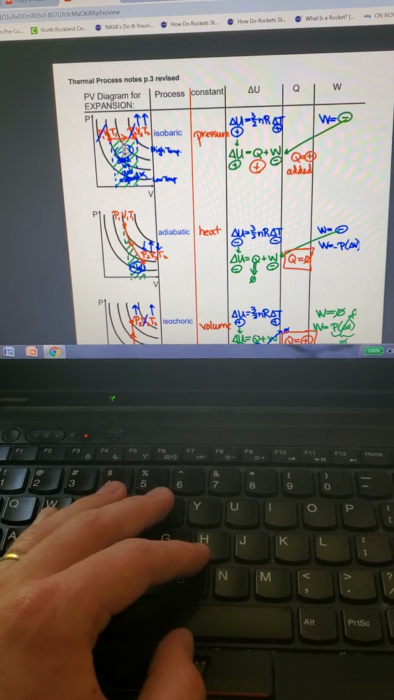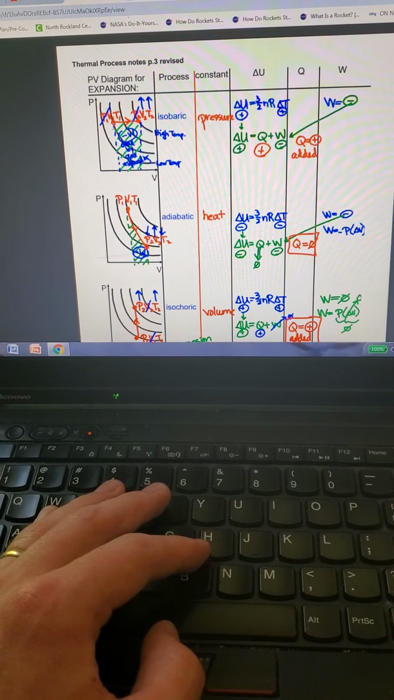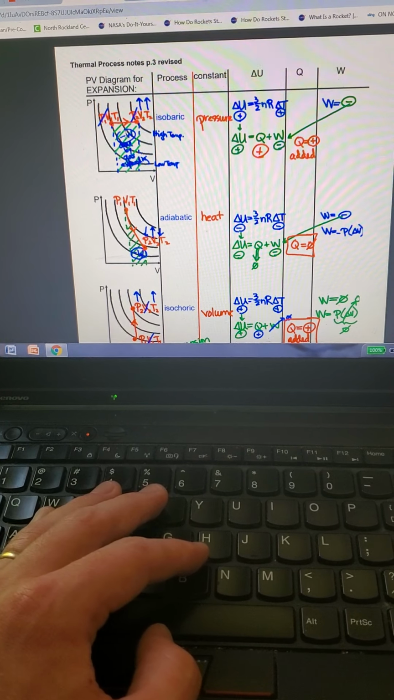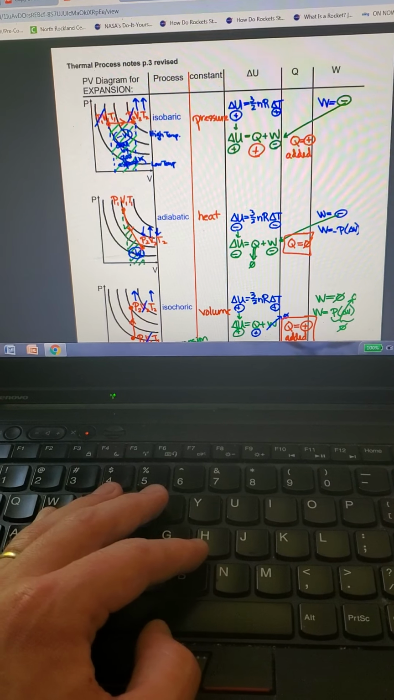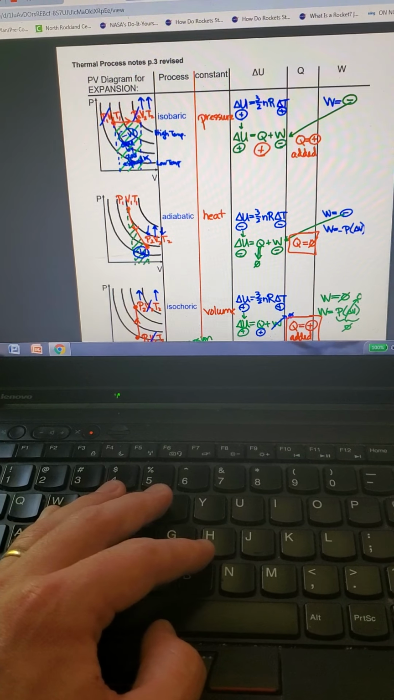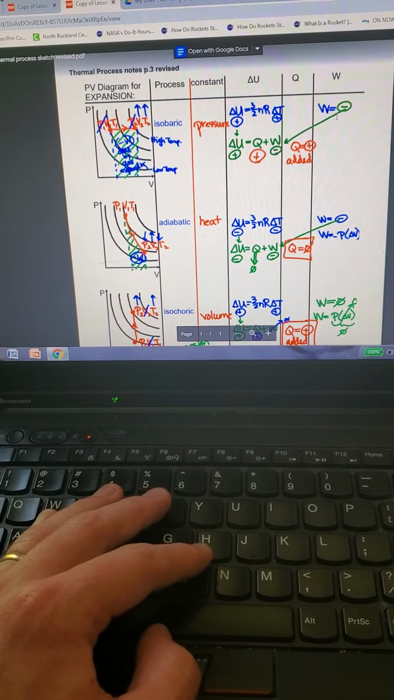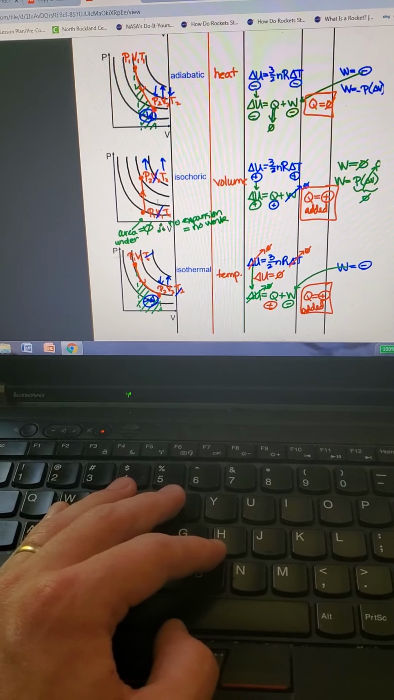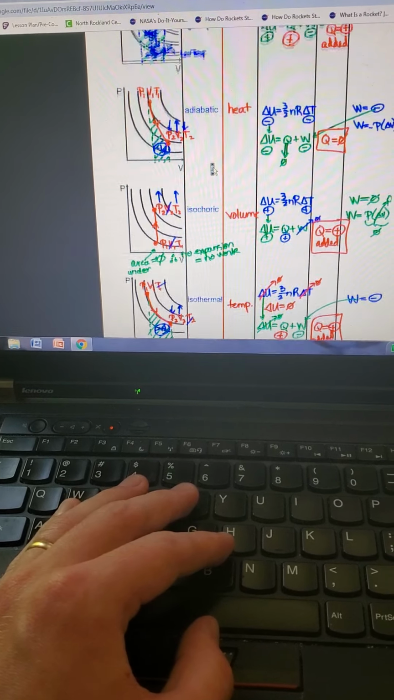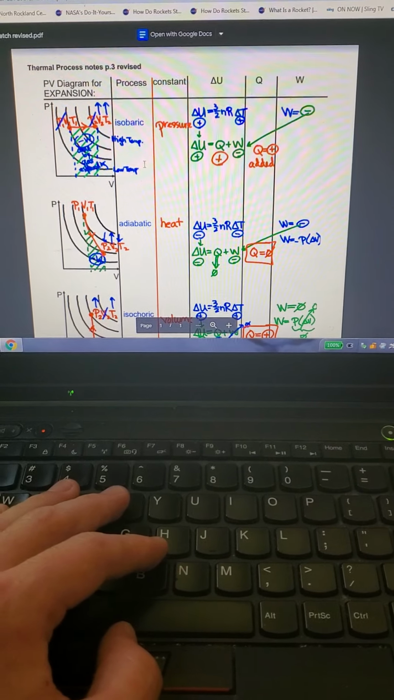There are some extra little notes here, like this was the work done. This little shaded section is the work that was needed to bring it from point 1 to point 2. So when the gas expanded, it had to do this work, all right? And we counted that as negative work. So that's always the shaded section, okay? And that's basically what you're looking at here, okay?